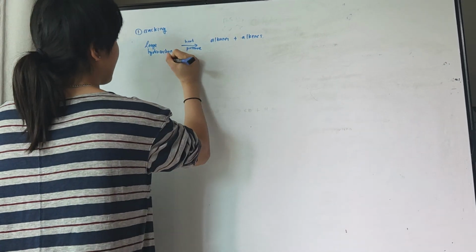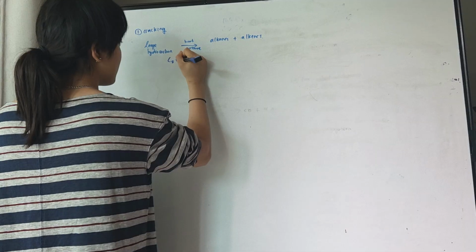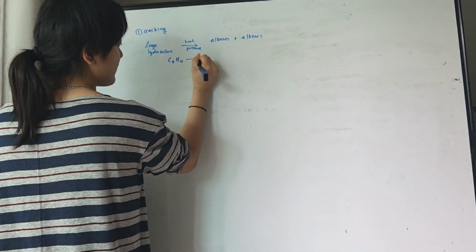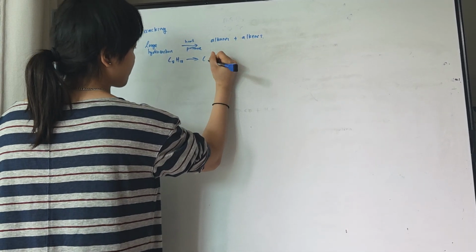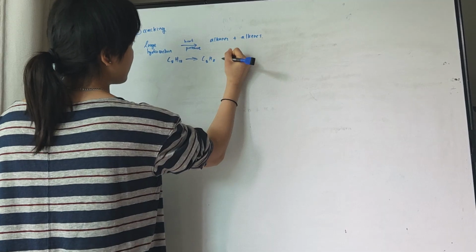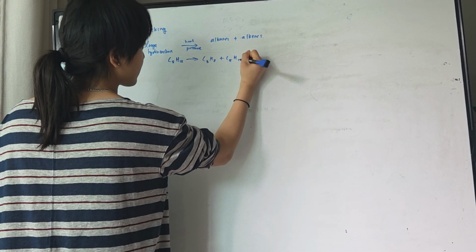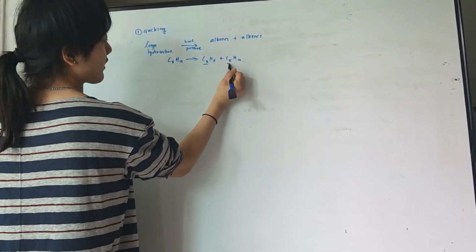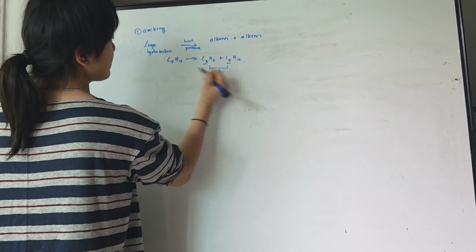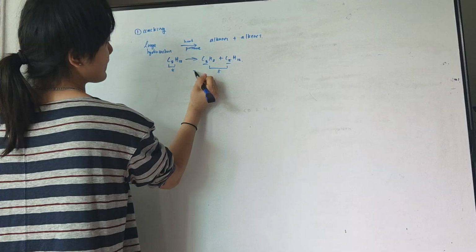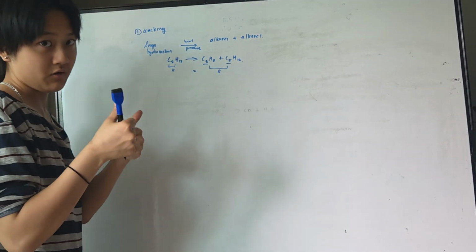For example, if I have some kind of octane, C8H18, then I could break it into perhaps propane and pentane. The number of carbons on this side, 3 plus 5, is 8, and on this side is 8. These two are equal to each other, so that's good to go.